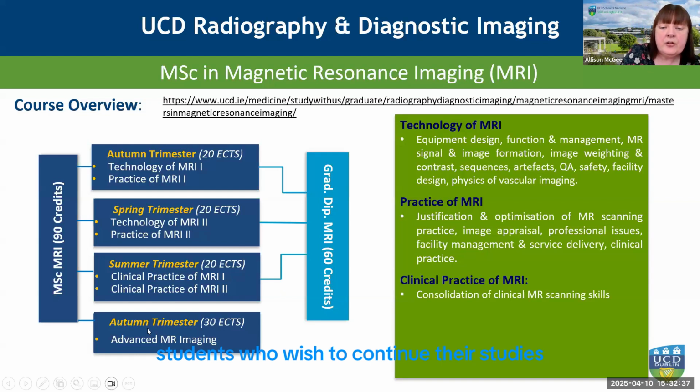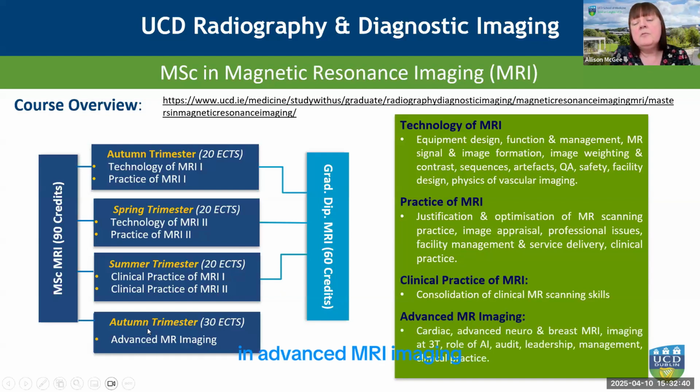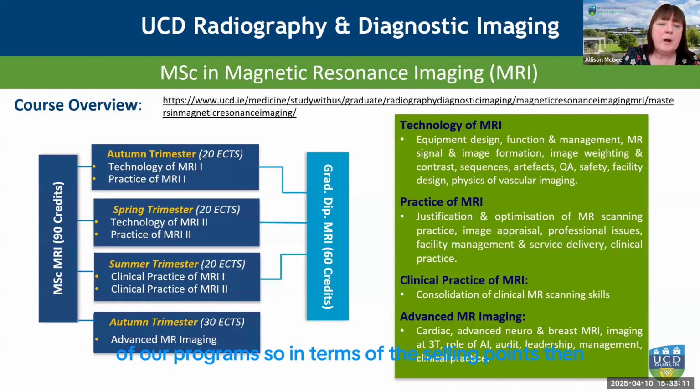Students who wish to continue their studies then undertake the final module in advanced MR imaging. This module is directed mainly at what we're calling advanced MR imaging techniques that may not necessarily be undertaken across all hospital sites. For example, advanced neuroimaging, breast imaging, applications of 3T and higher field strength imaging, the role of AI in MRI, aspects of audit and how they feed into enhanced MR imaging practice. So that reviews the content of our programs.